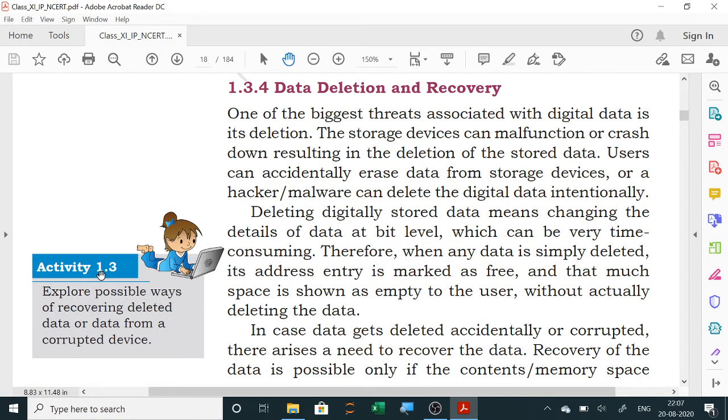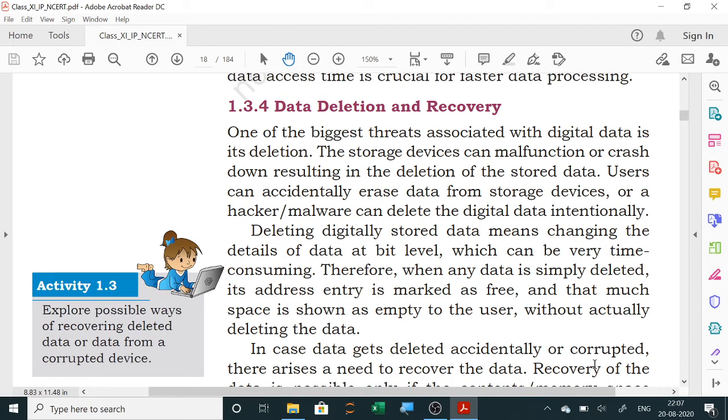I will be pasting the notes in the description. You go through the description and note down in your copy. So today we have completed memory, computer memory, two types of memory, primary memory and secondary memory. So I think you all have understood it.